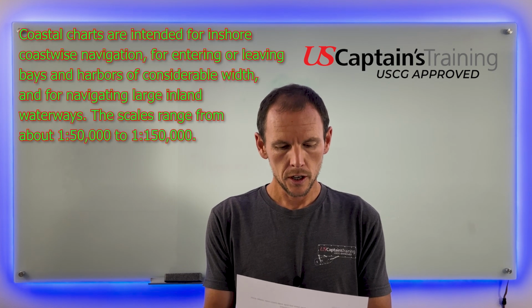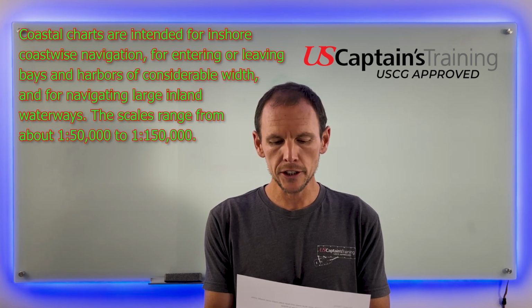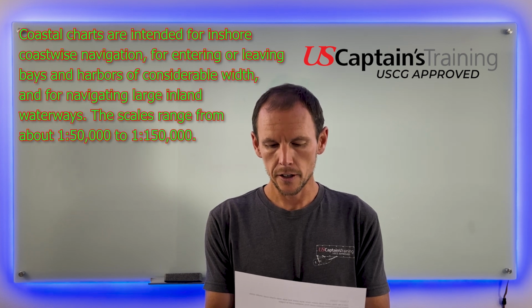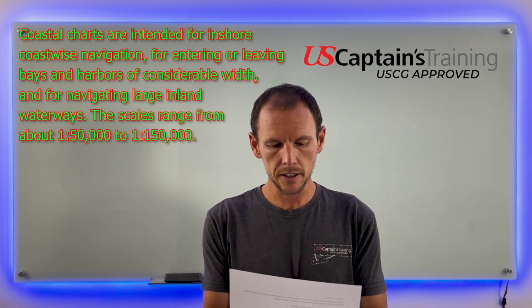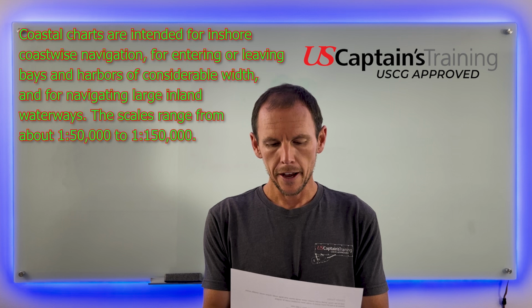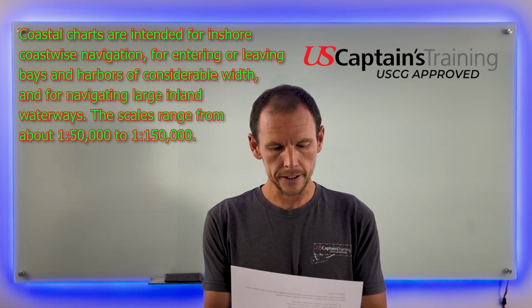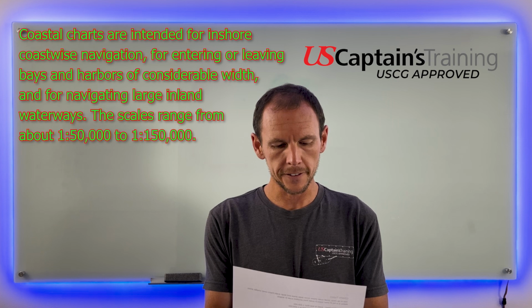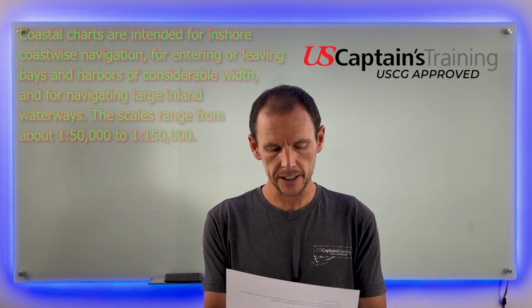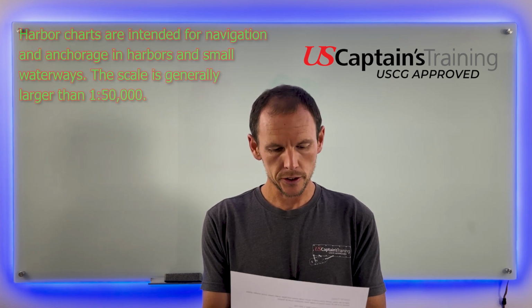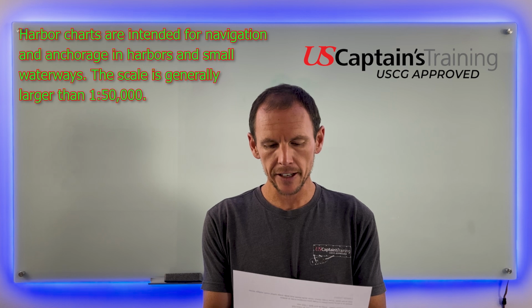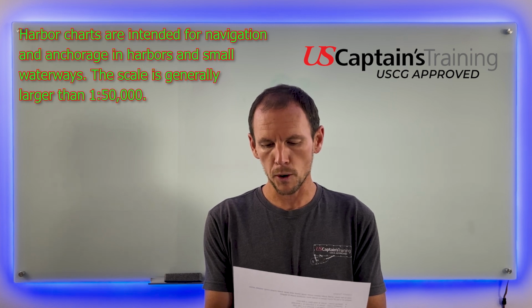Coastal charts. Coastal charts are intended for inshore coastwise navigation, for entering or leaving bays and harbors of considerable width, and for navigating large inland waterways. The scale ranges from about 1 to 50,000 to 1 to 150,000. Harbor charts. Harbor charts are intended for navigation and anchorage in harbors and small waterways.